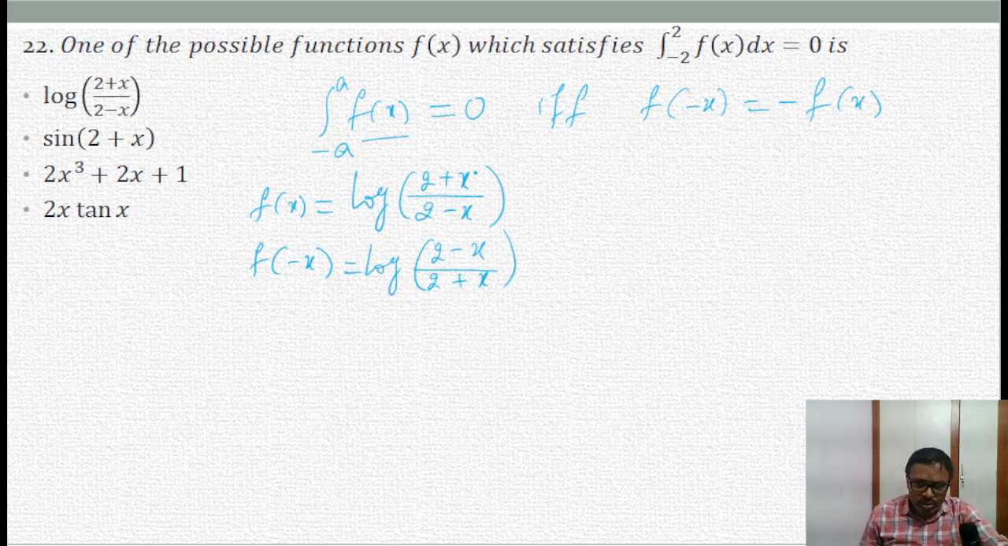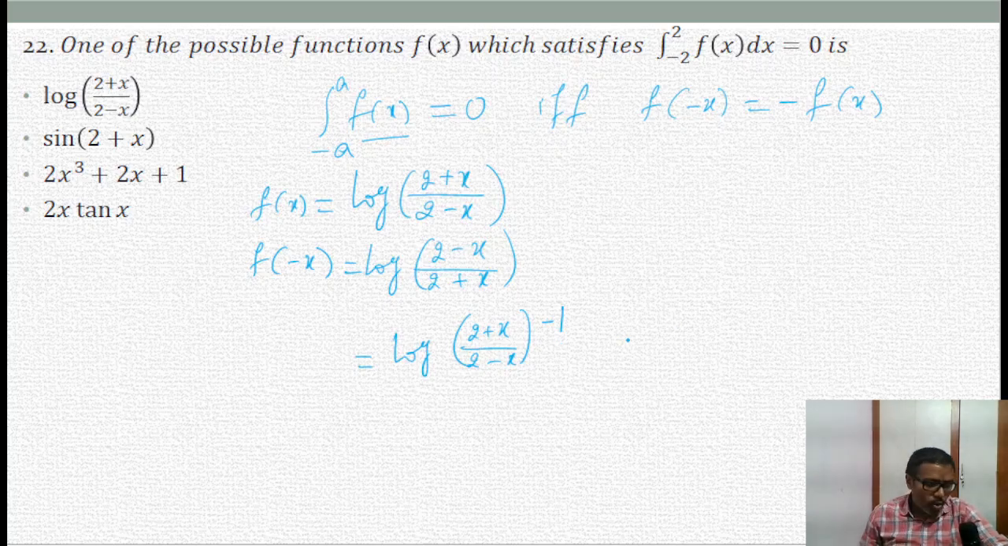Now the reciprocal of this: we got here (2 plus x) divided by (2 minus x), here (2 minus x) divided by (2 plus x). Take the reciprocal of this, so we are going to get (2 plus x) divided by (2 minus x) to the power minus 1. We are taking numerator to denominator.